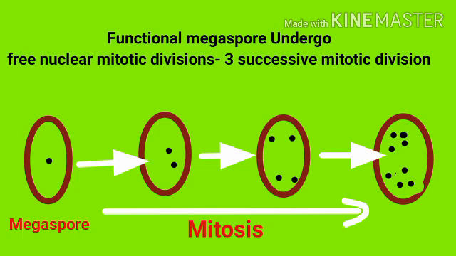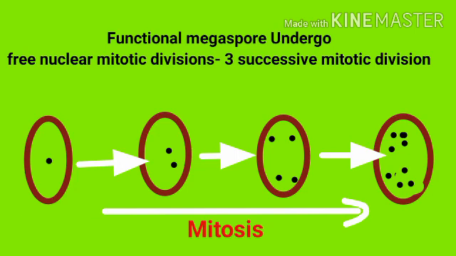First of all, the megaspore undergoes the first mitotic division. As a result, 2 nuclei are formed. Again, these 2 nuclei move in 2 opposite directions, and they undergo the second mitotic division and form 4 nuclei. Then again they undergo the third mitotic division, and as a result, in 2 groups they form altogether 8 nuclei. Clear?